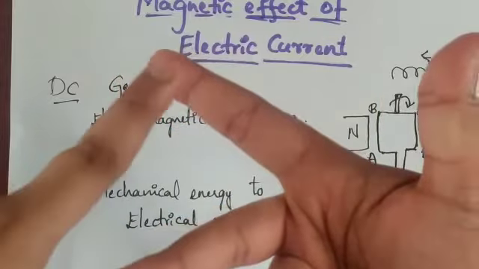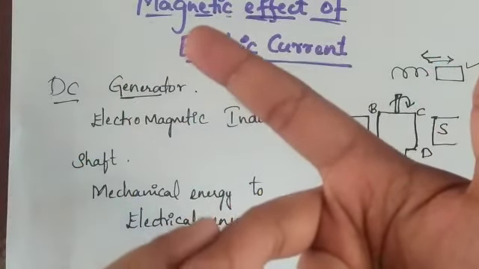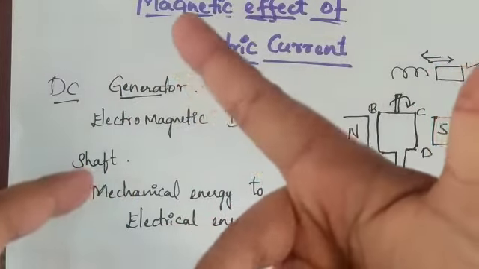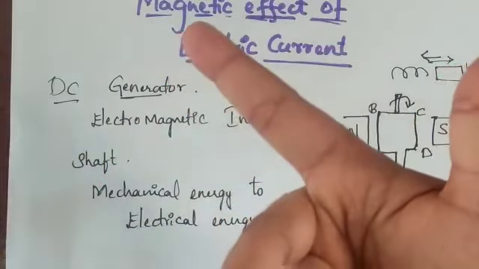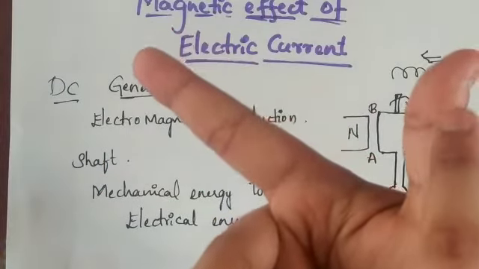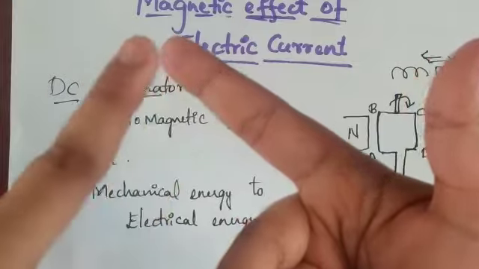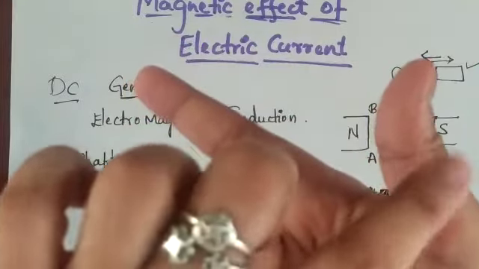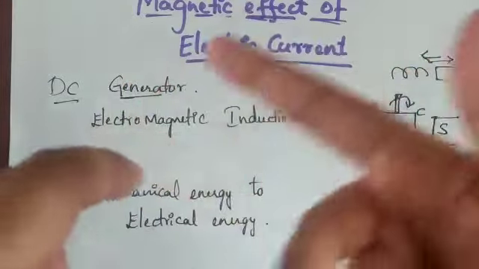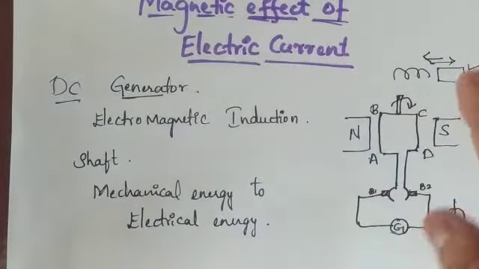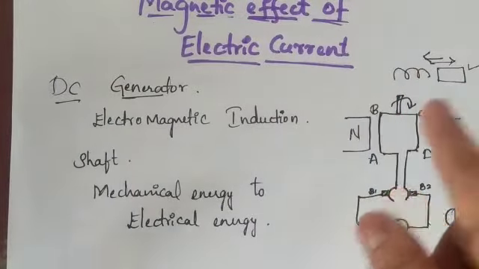Thumb, first finger and middle finger we stretch as they are, all perpendicular to each other. The thumb shows the direction of force, or the direction of motion of the conductor, that is, the direction in which you are going to apply the force.